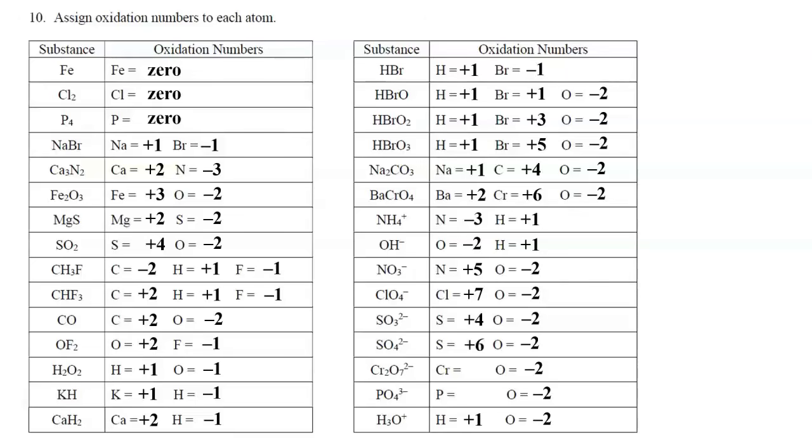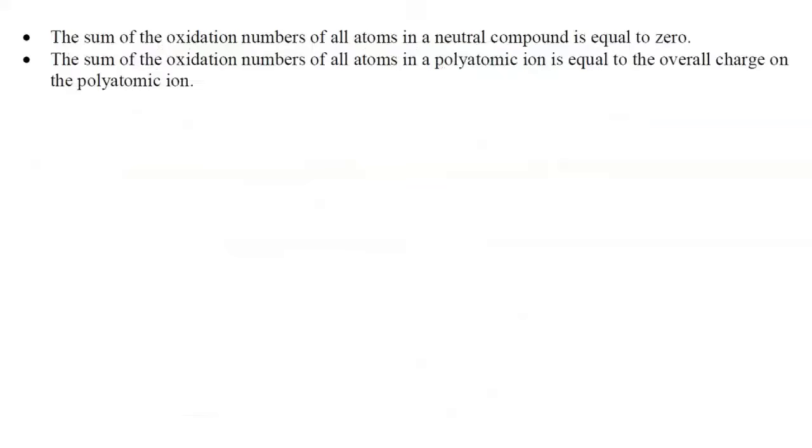Cr2O7 carries an overall charge of -2. The chromium would be +6 in that ion. Phosphate, PO4 3 minus, phosphorus would be +5. Now, I'm not going to work out every single example, but let's take a look at a few examples just to help you understand where those oxidation numbers are coming from.